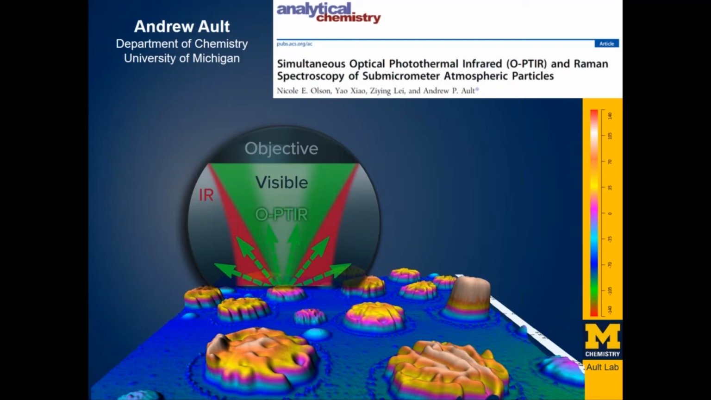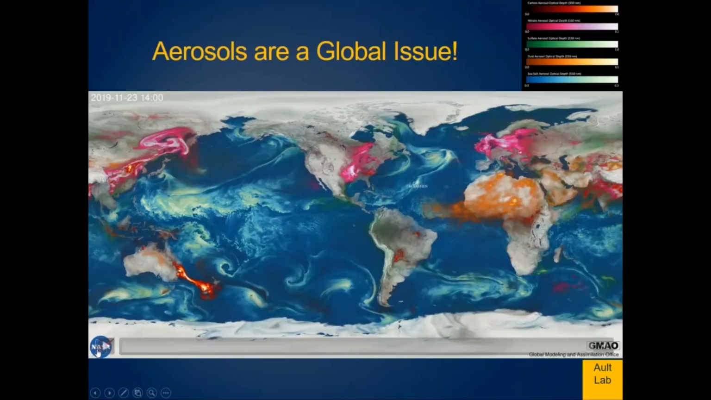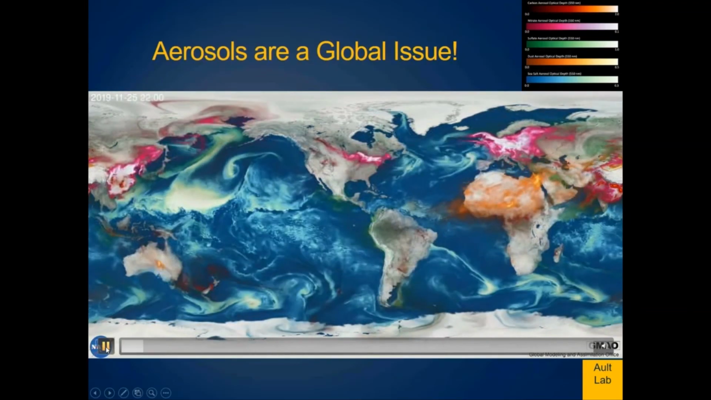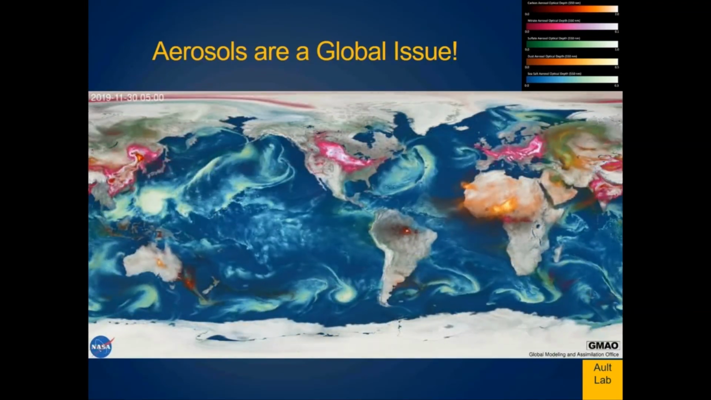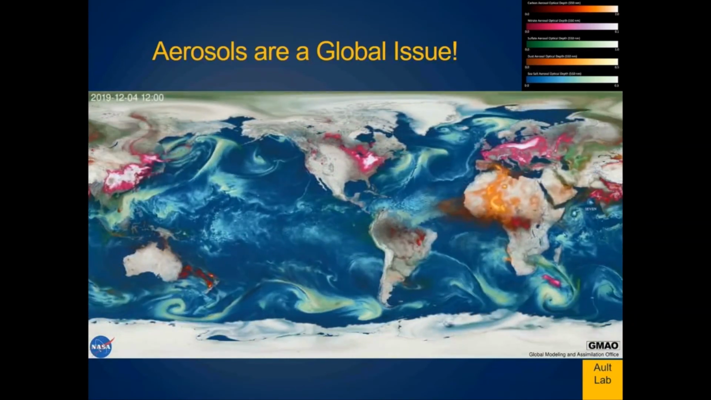What my group really focuses on is trying to understand what these particles are made up of, and how they are evolving during their time in the atmosphere, because this has large impacts on both human health, if you breathe these in, as well as climate change. Today I want to tell you a bit about our recent paper that came out in Analytical Chemistry, where we were able to look at both model systems in the lab as well as real atmospheric particles with a combination of photothermal IR and Raman spectroscopy. I'd love to show this video as a highlight of why we should care about these aerosols. If you're able to see this video, what you're looking at is a NASA simulation where each of these different colors represents aerosols coming from a different source.